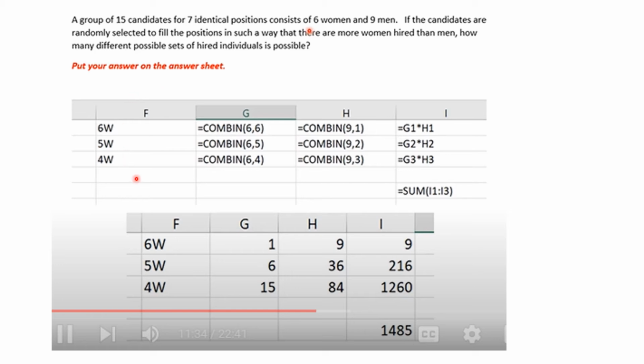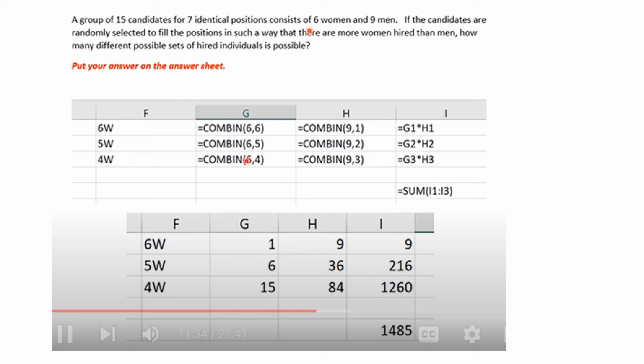Now, there were 7 identical positions, and that means to have more women than men, either you have 4 women, 5 women, or 6 women, which are disjoint situations. And so, if you're not hiring a woman, you're hiring a man. So here, you have 15 candidates. To figure out how to hire the women, you would take 6 choose 4 to pick how many different ways you can hire the women. And then you have to multiply that by the remaining positions, which would be 3, selected from the 9 men. So this is 9 choose 3.